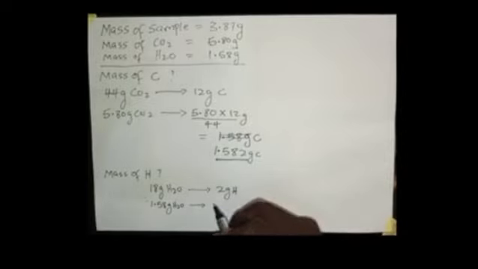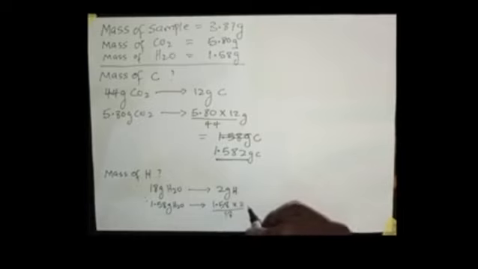So that is going to be 1.58, cross multiplying, multiplied by 2, and I'm going to be dividing by 18. Now this is going to give me about 0.176 grams of hydrogen. So we have the mass of carbon and we have the mass of hydrogen. What about the mass of oxygen?